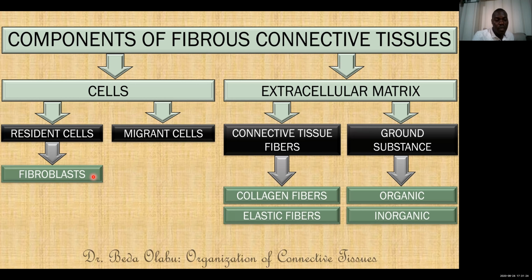Then we have myofibroblasts. Myofibroblasts are contractile cells of fibrous connective tissues. They are contractile cells, they contract. Their contraction promotes healing. For example, if there is injury, and so there's a scar, there's a wound, these are the cells that contract to reduce the size of a wound.